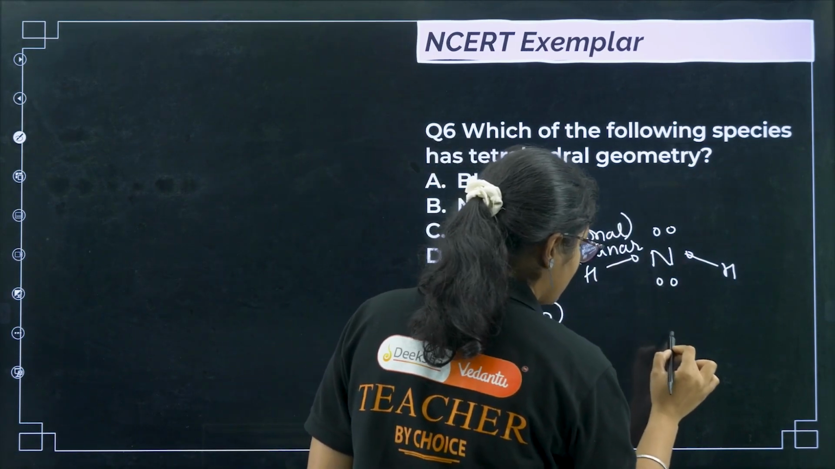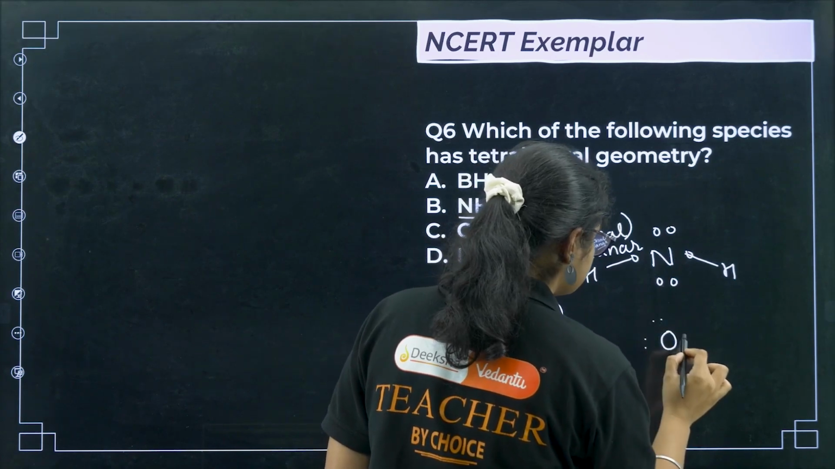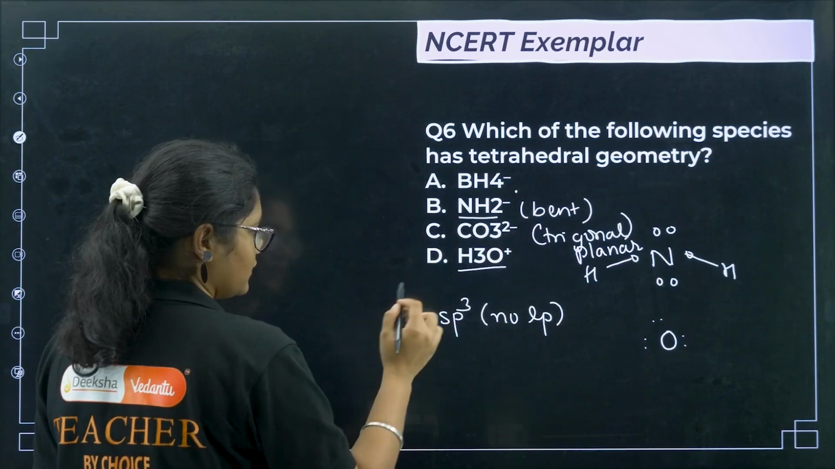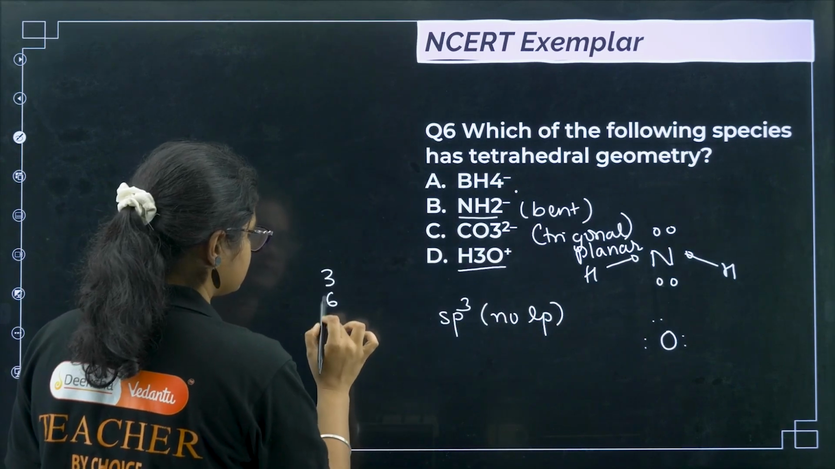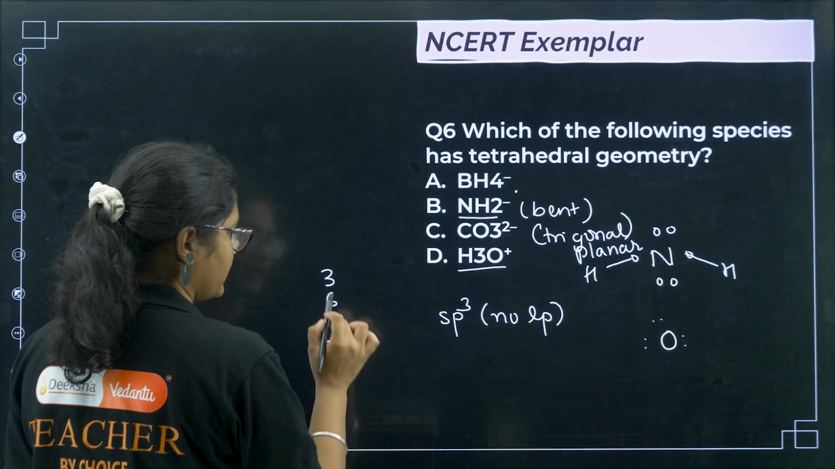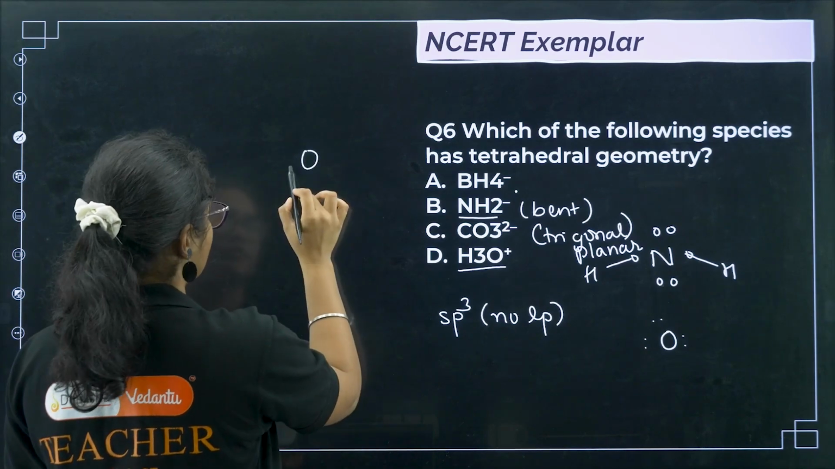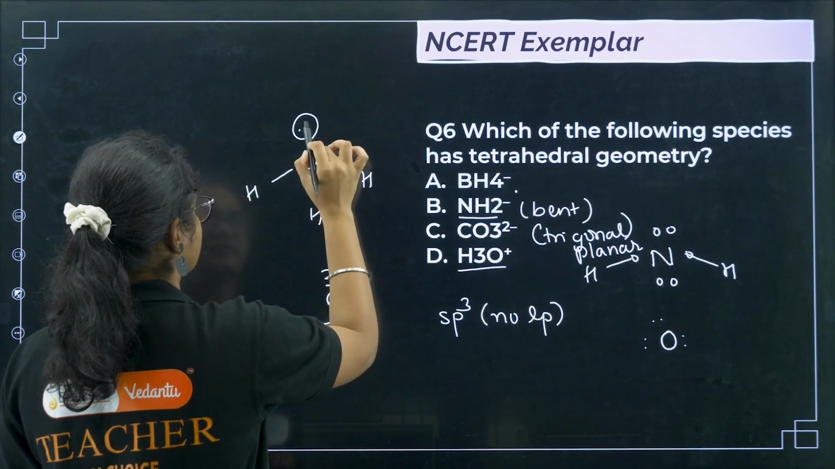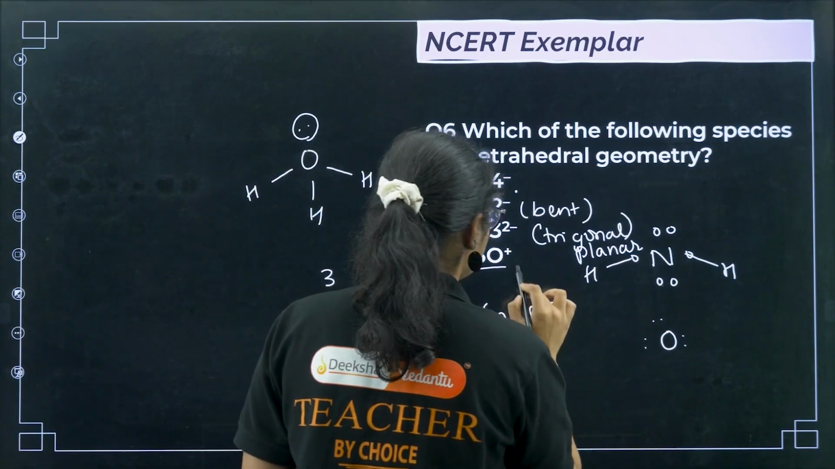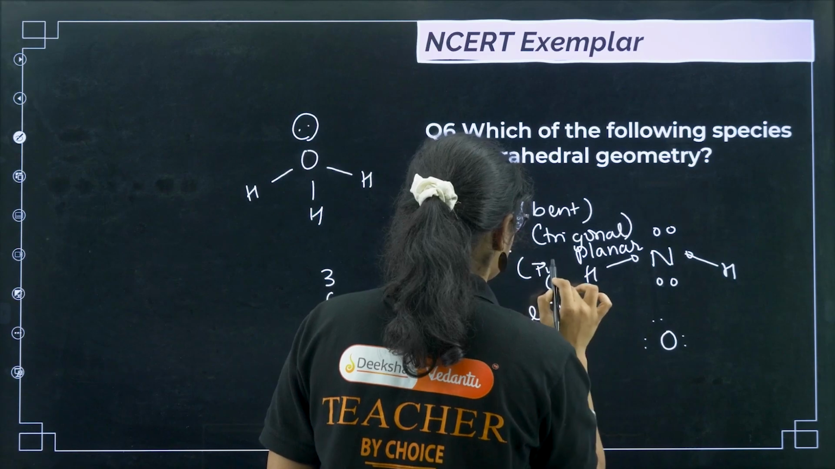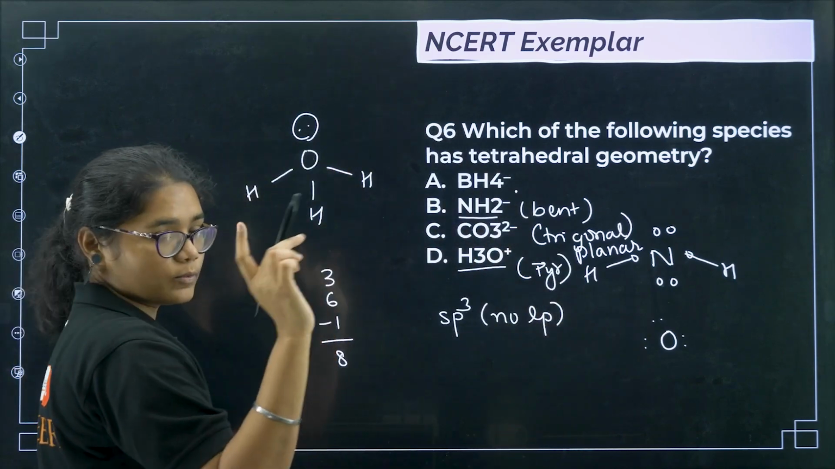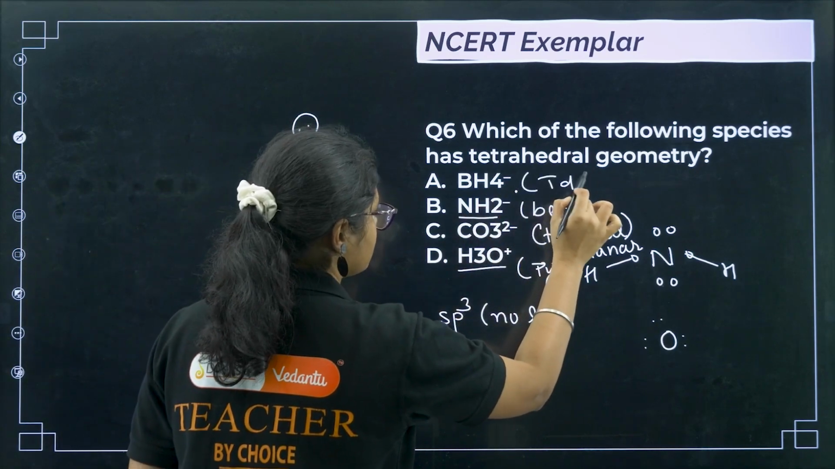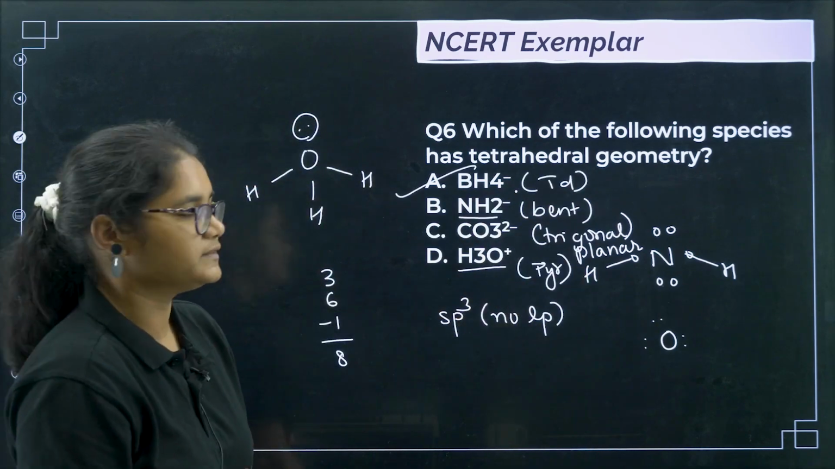H3O plus, so you have oxygen. Oxygen has 6 valence electrons, but it is showing H3O plus, so I can calculate the total number of electrons. So here 3, here 6, 6 plus 3, 9 minus 1, that is 8, right? So you have 8 electrons, so I can draw like this 1, 2, 3, 4, 5, 6 and 7, 8, right? So this one again will be pyramidal, okay, because it is having one lone pair. Now if you see BH4 minus, so this is nothing but tetrahedral. So option number A is the correct answer here.